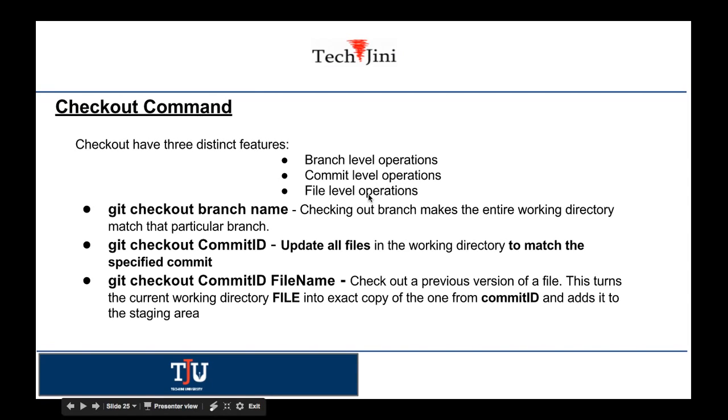level operations. Now if you type the command git checkout branch name, it will check out the branch and make the entire working directory match that particular branch. Git checkout commit ID updates all the files in the working directory to match the specified commit. Git checkout commit ID file name checks out the previous version of a file. This turns the current working directory file into the exact copy of the one from the commit ID and adds it to the staging area.